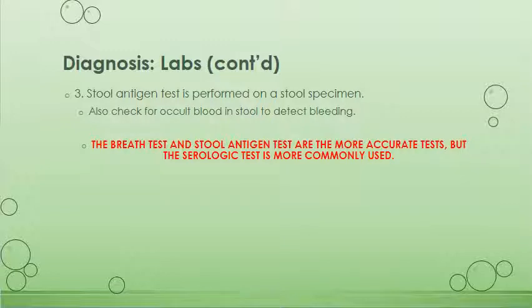The final diagnostic lab test that can be performed is a stool antigen test, which is performed on a stool specimen. That would also check for occult blood in the stool as well as the antigen for H. pylori. The breath test and stool antigen test are the more accurate tests, but the serologic test is more commonly used.